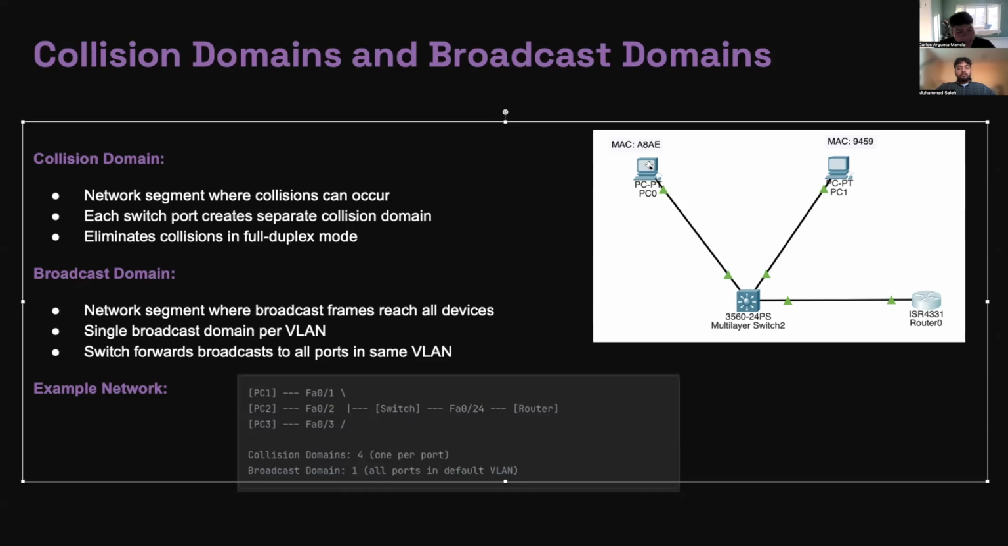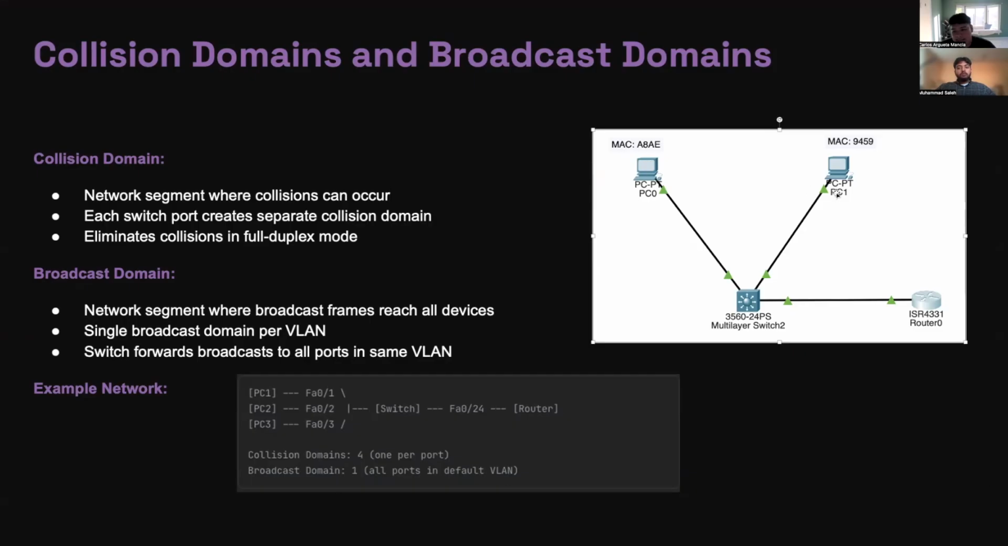A broadcast domain is a network segment where broadcast frames reach all devices. There is a single broadcast domain per VLAN, and the switch forwards broadcasts to all ports in the same VLAN. So let's assume that PC0 and PC1 are in the same VLAN. If a broadcast were sent from PC0, that broadcast traffic would get to PC1 and to any other link on the same VLAN on the switch.